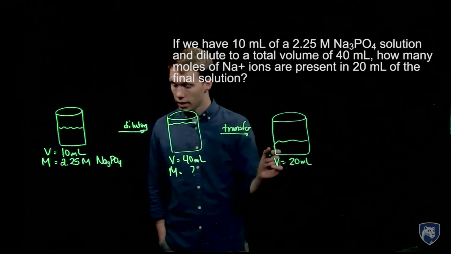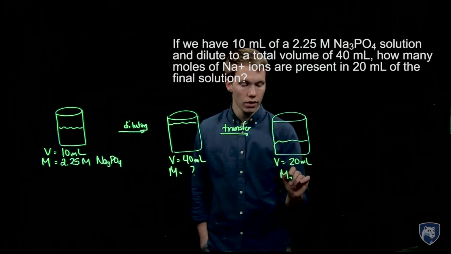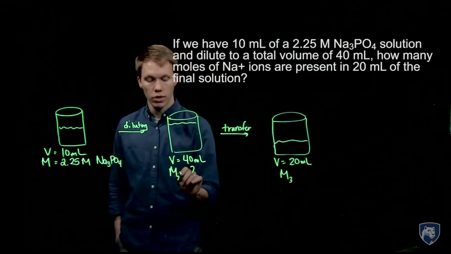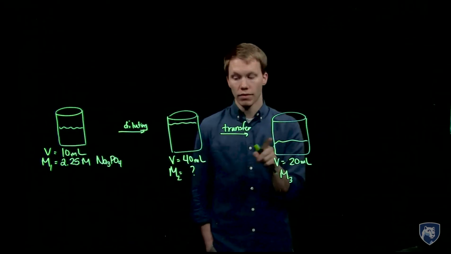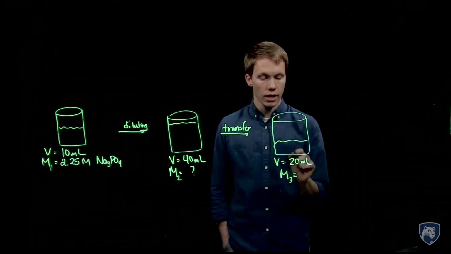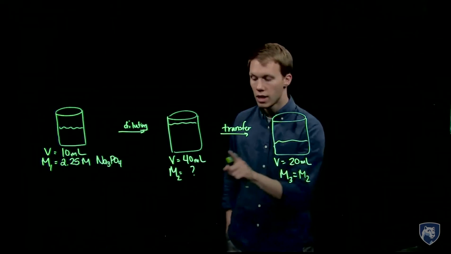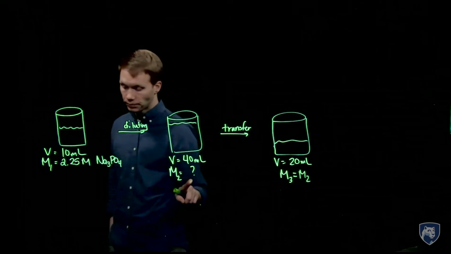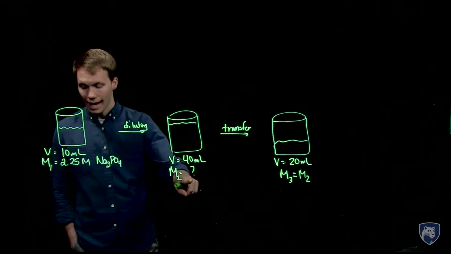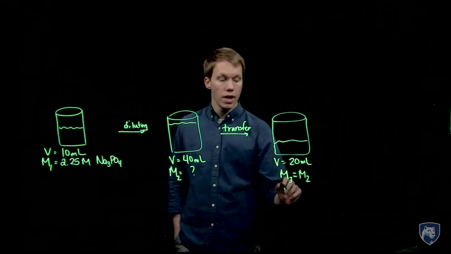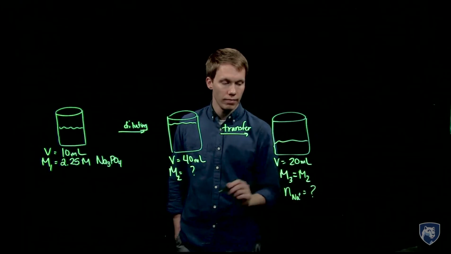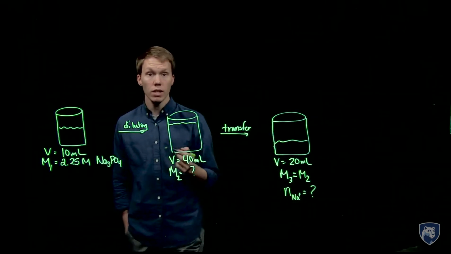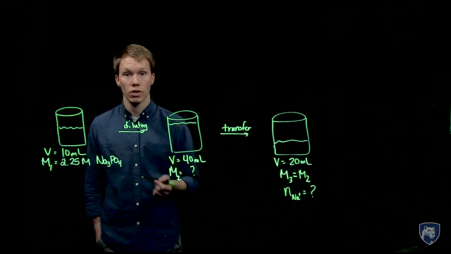And the concentration here, let's call this M3, if this is M2 and M1. This M3, because it's just a transfer, the concentration here is equal to the concentration back here at M2. Okay? And we want to know the number of moles of sodium cations here. All right? So this is going to require several steps to solve this problem.